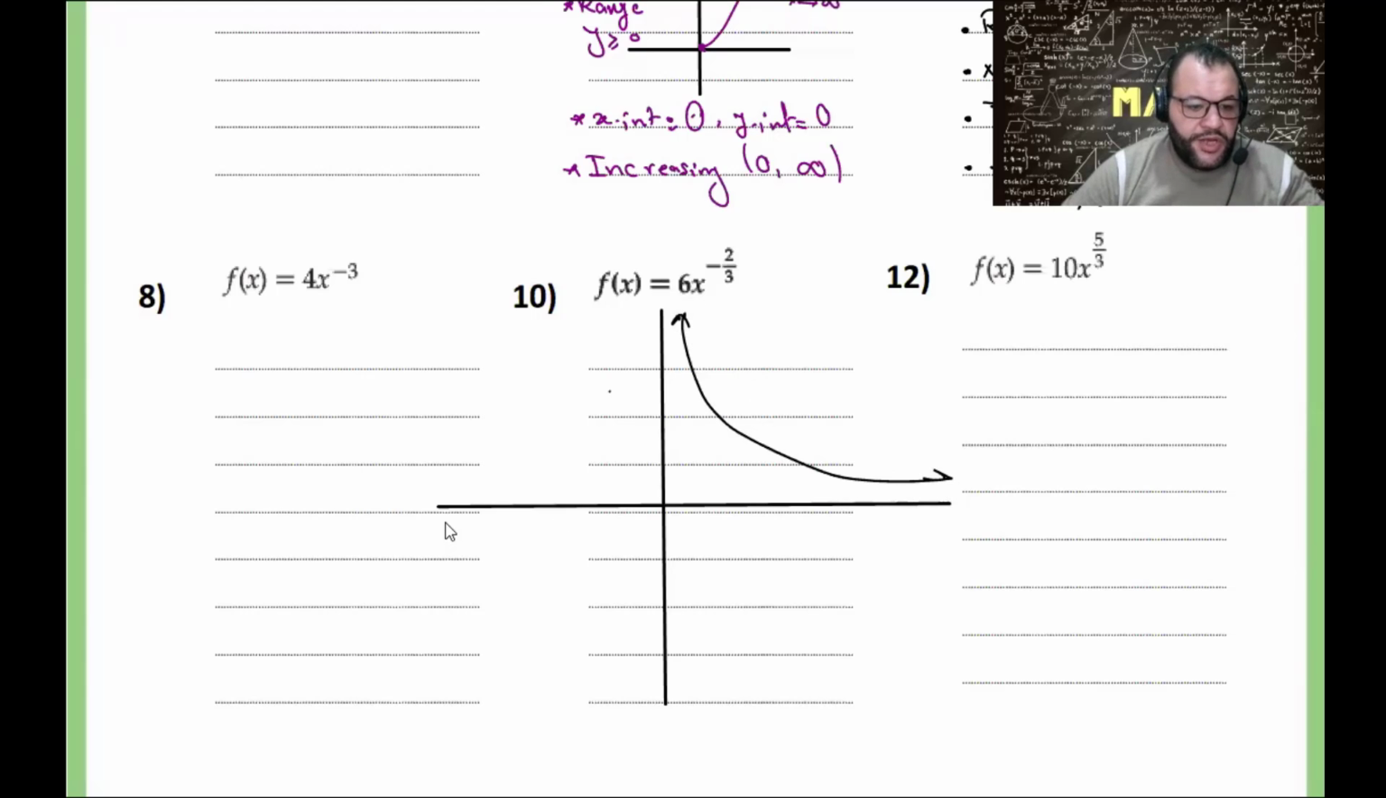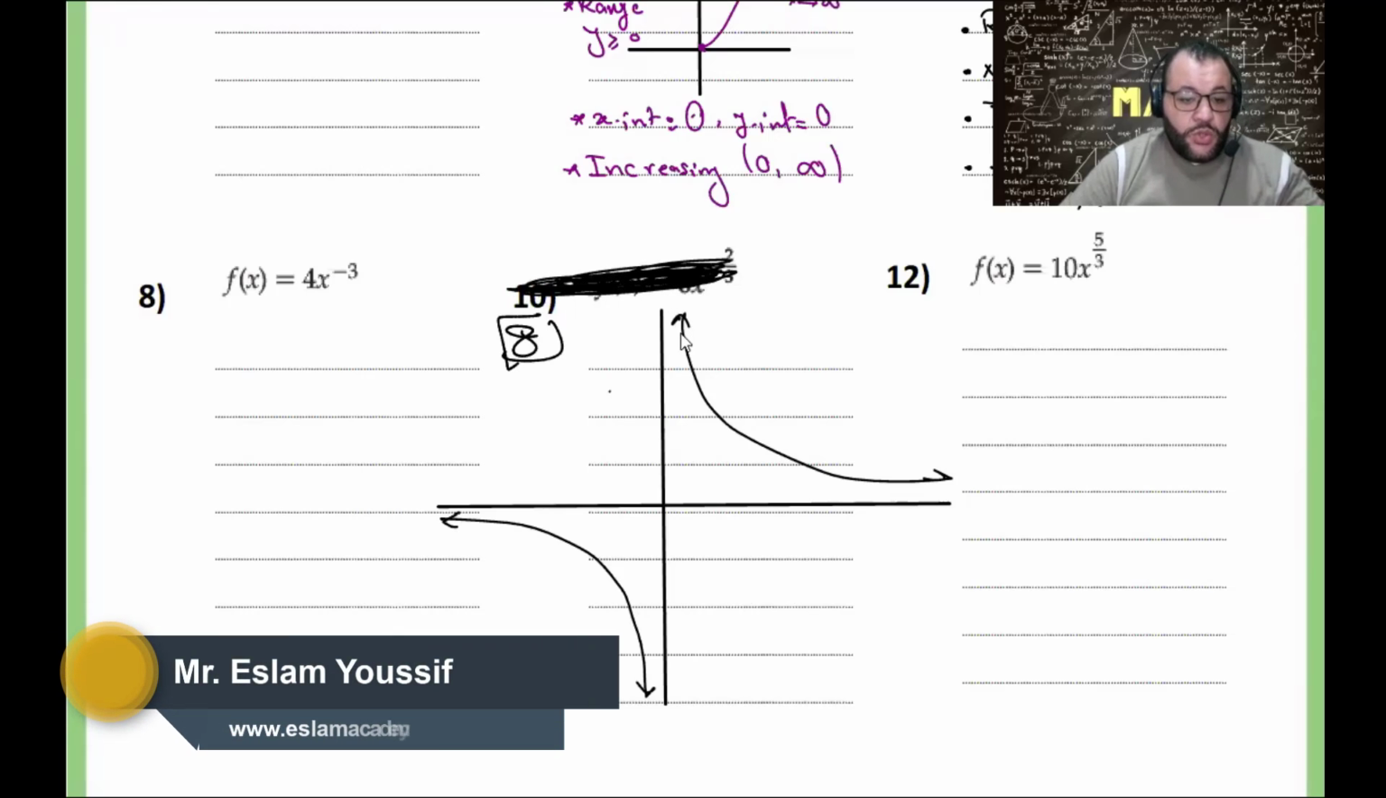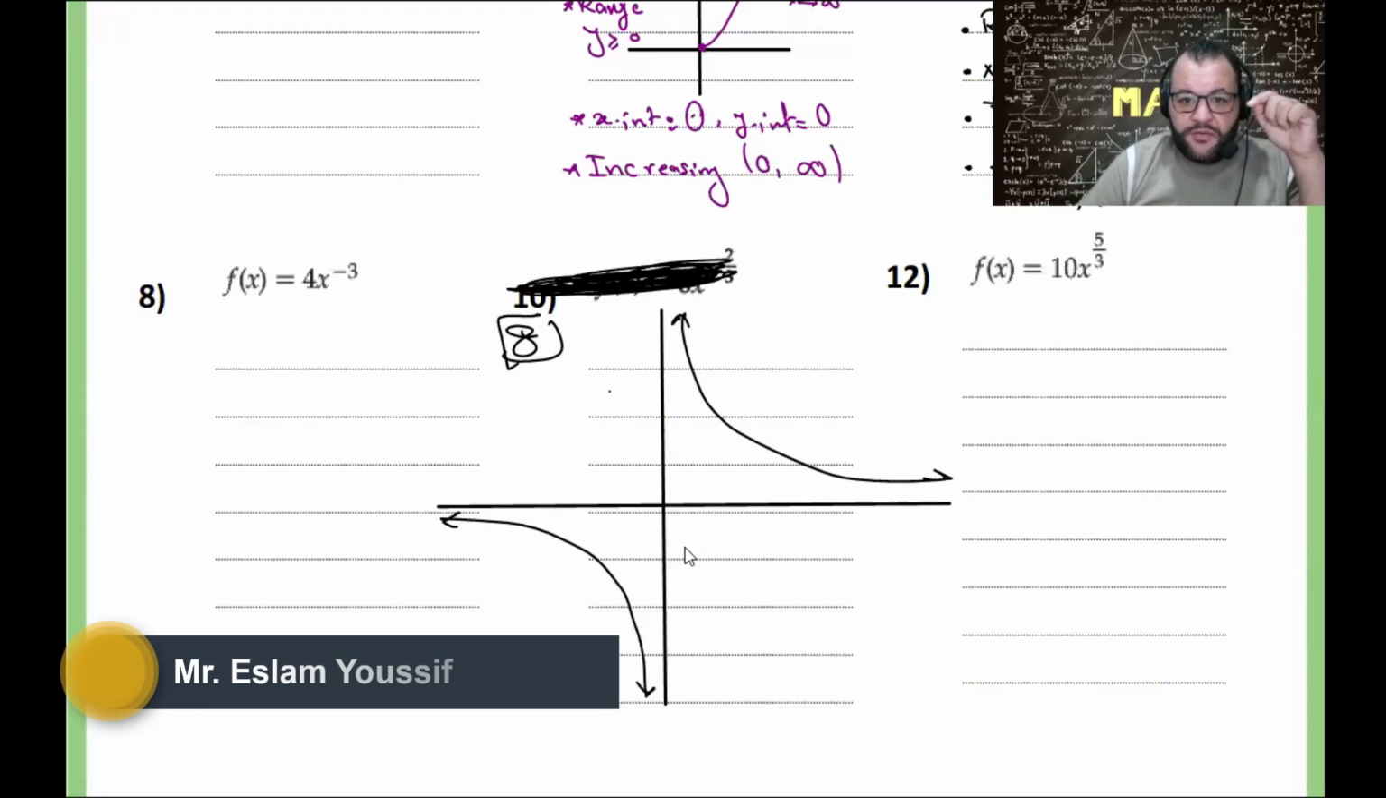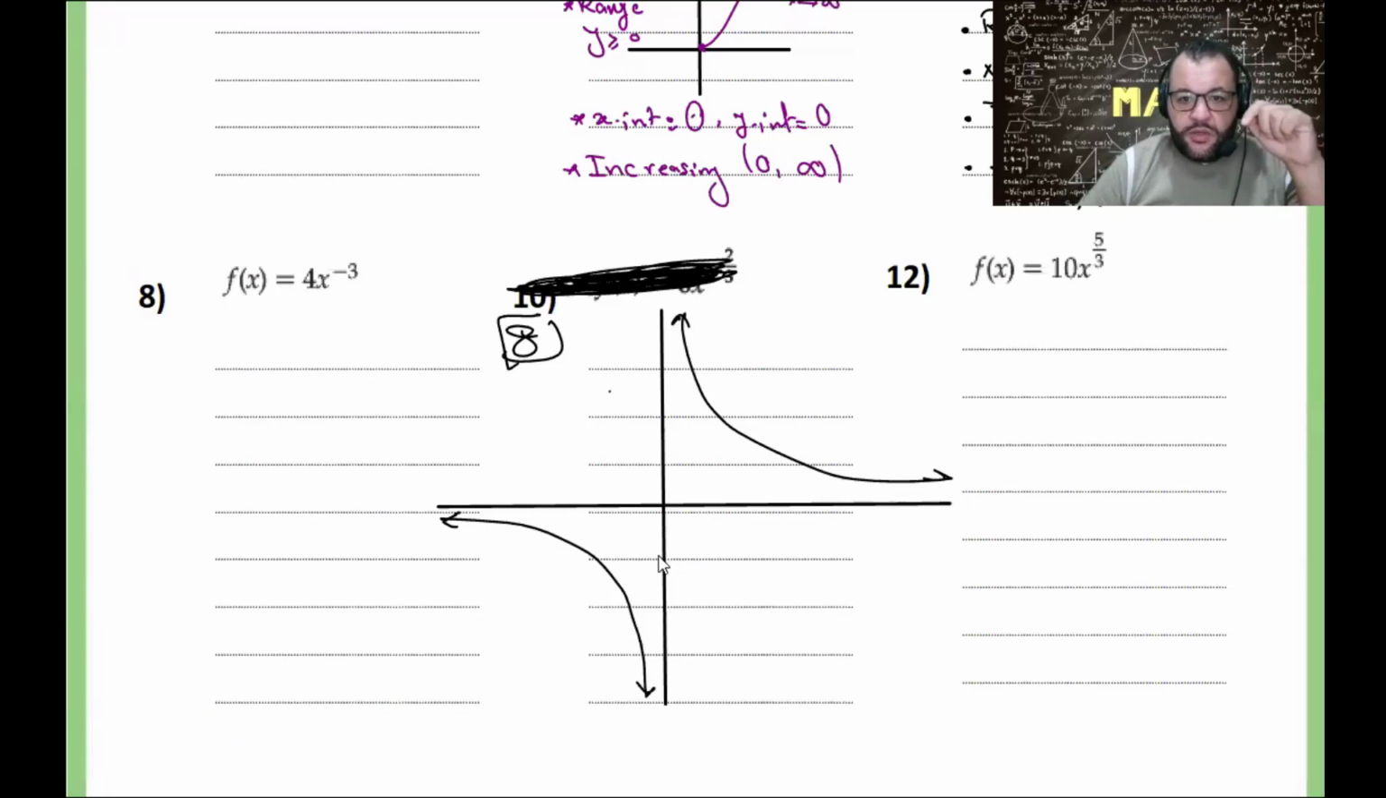That's question number 8, not 10. That's the graph for 8, not 10. I'm not solving 10 now, I'm solving 8. So how many graphs do we have? If you are not using the mic, please close the mic, or if you are not using the handset, please close the handset. Now we have graph number 1 and graph number 2.